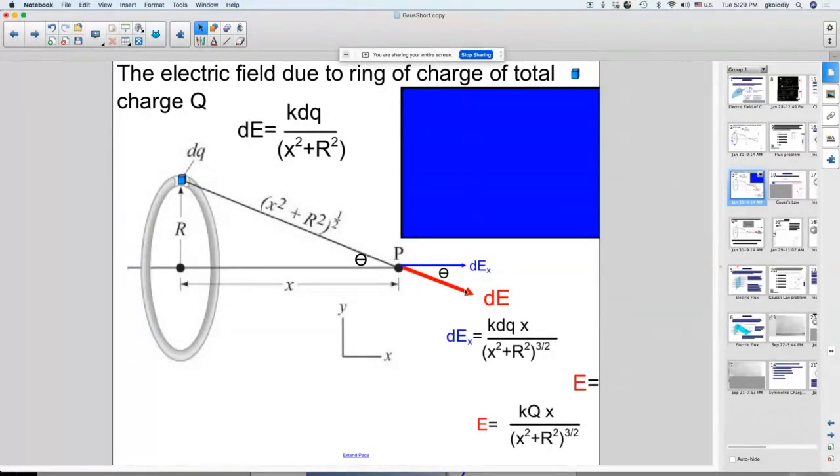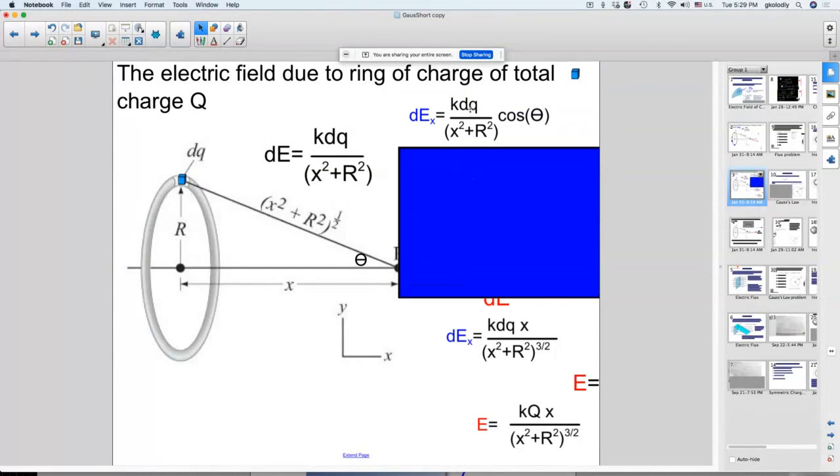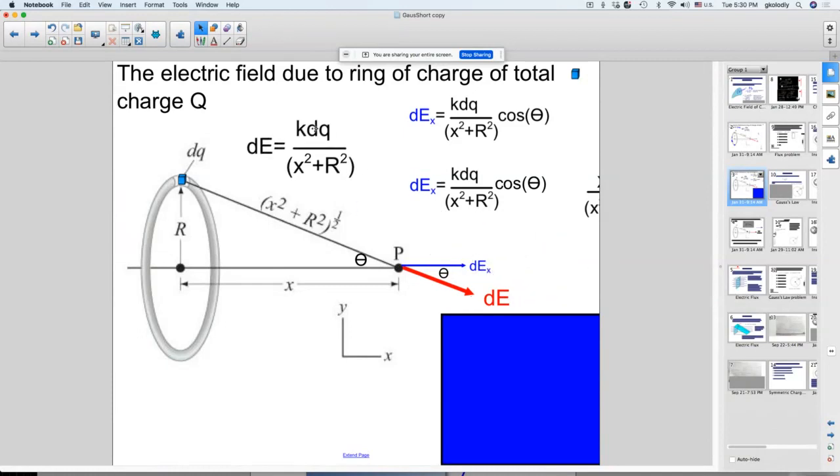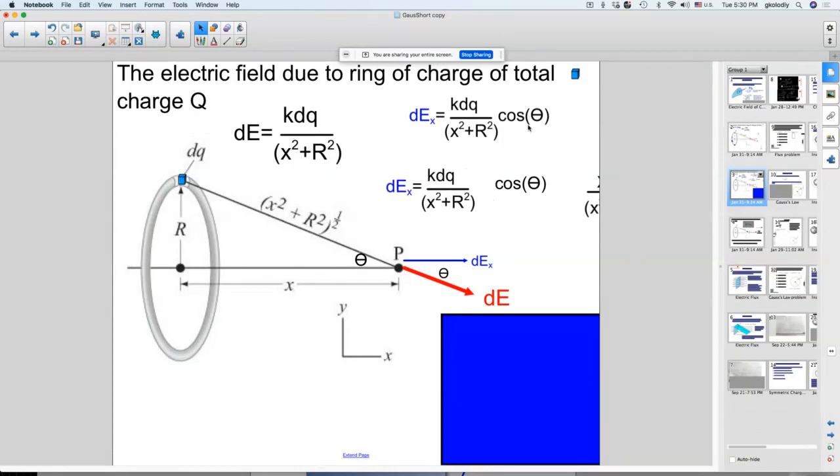So first of all, this is the length of this dE vector. So the X component of that will be dE times the cosine of this angle here. We know this is that long. So this is going to be equal to dE times the cosine of theta. Now what's the cosine of theta? It's adjacent, which is x, over hypotenuse, which is this. So we're going to put in for cosine of theta right over here.